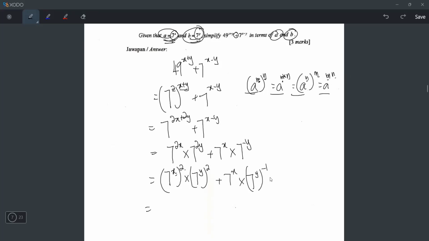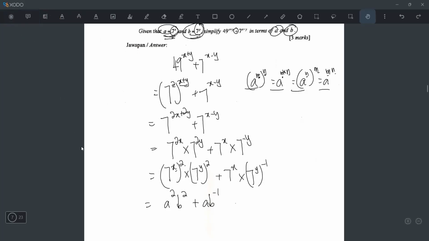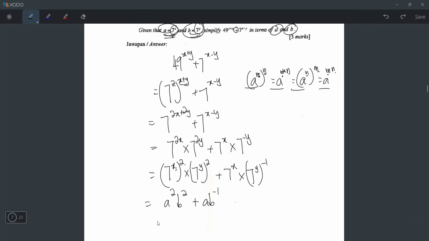And what's the reason of writing it in this specific way? So that I can change to A and B. So 7 power x is A, so A square times with 7 power y, which is B square. You don't have to write the times also can, but if you want to write, you write. Okay? Plus 7 power x is A times with 7 power y -1, which is B power -1, right? So this is the answer. But I don't like when my answer got power negative. So why not we make it like kemas sikit. So how to make the negative go away? You can letak bawah. When you letak bawah, the base tetap sama, tapi kuasa dia berubah tanda. So -1 will change sign, become +1. So that's the answer for number 5.